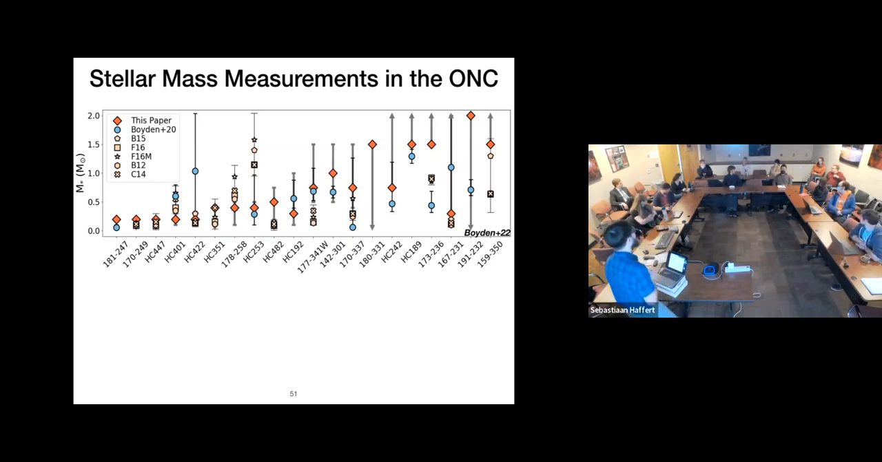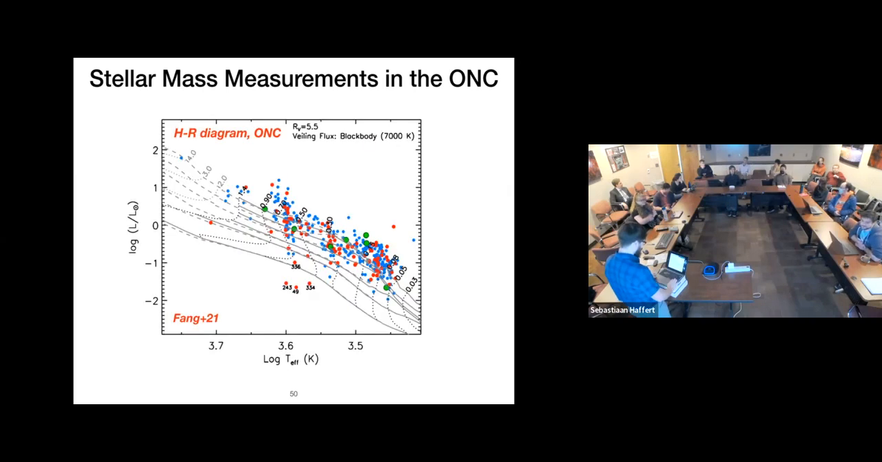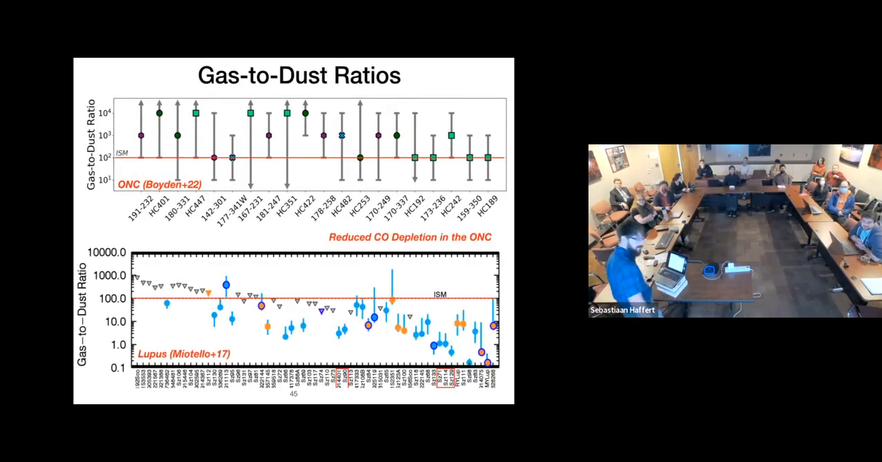Can you go back to the gas to dust ratios again? Yeah, sure. I'll add the Lupus one in there too. Obviously measuring gas to dust ratios is very challenging, and I think that's evident by the scale of the error bars on the log plot here. I'm wondering if you could explain what these error bars are. It looks like some are lower limits, some are upper limits. So they're both upper and lower.